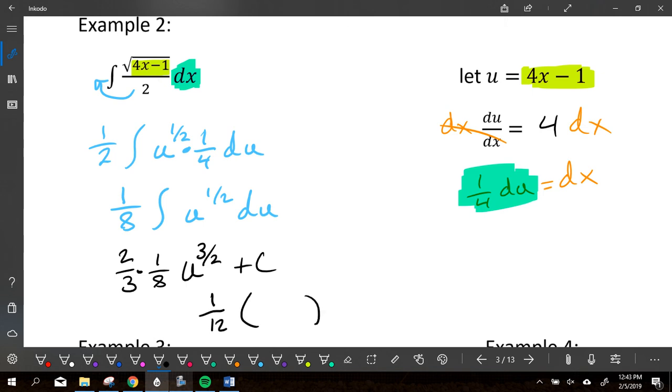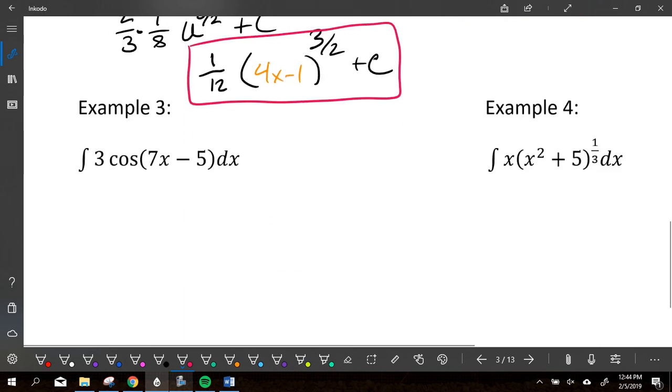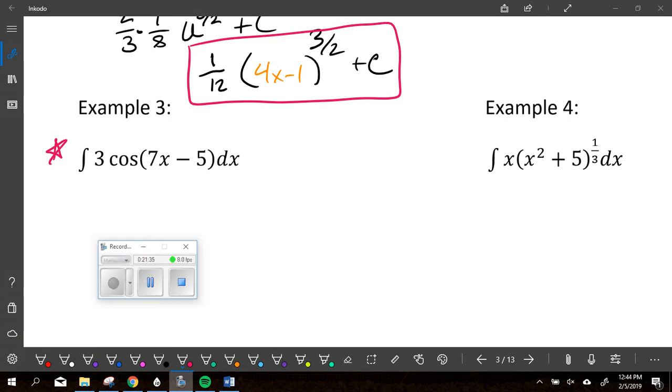I'm going to replace what u is. U is 4x minus 1. That's my answer: 1/12, 4x minus 1 to the 3/2 power plus c. Again, as you solve these things and you're like, man, that answer looks really weird, take the derivative of what you got and you'll get back to what you started with. Try 3 by yourself. See what you can do with it.